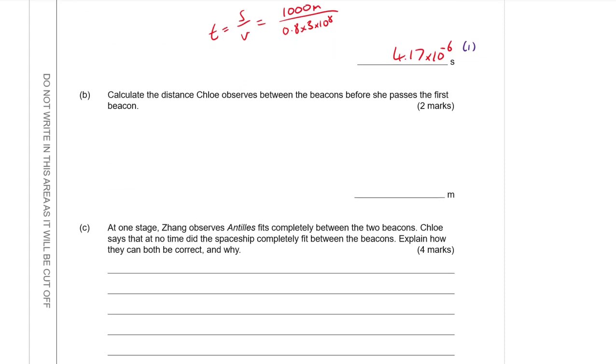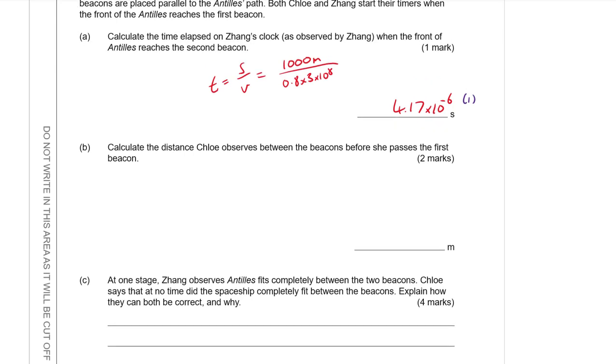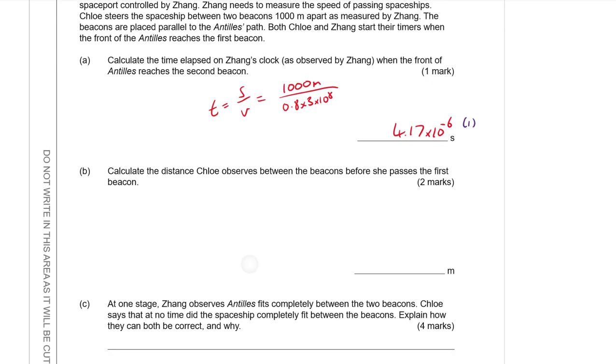Part B is calculate the distance Chloe observes between the beacons before she passes the first beacon. So in other words, what is the distance between the 2 beacons according to her? You would use your length contraction formula. 1,000 is what Zhang has measured, and that would be the proper length, 0.8 squared, and you should end up with 600 meters. Cool, and that one's worth 2 marks, so I think you get 1 mark for that bit and 1 mark for that bit.